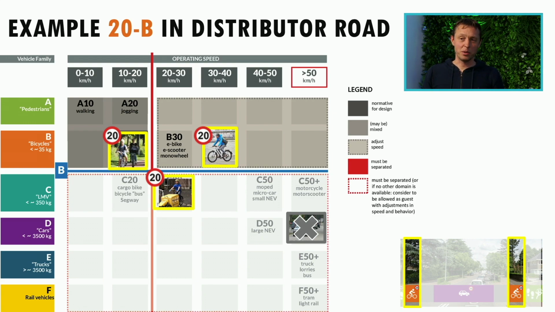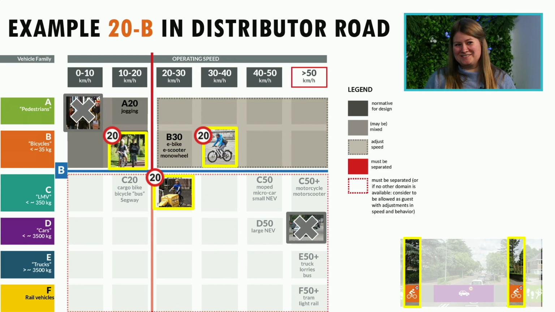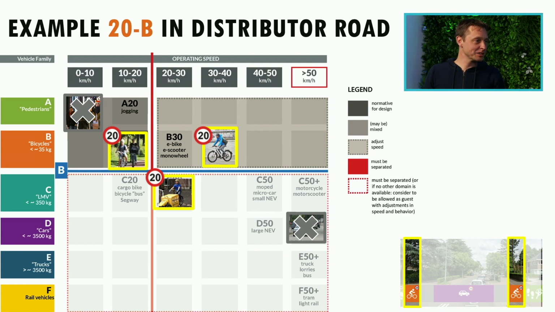And for the e-cargo bike, below the blue line, ideally there would be another domain, but there isn't in this case. So it can be allowed as a guest, but then if I'm the driver on the e-cargo bike, I have to adapt to those cyclists because it's a bike path, in this case a 20B, made for the bicyclist, 20 kilometers an hour. And a pedestrian. Well, it could be mixed, but we have a separate domain for that. So in this case, we don't put the pedestrian on the bike path.